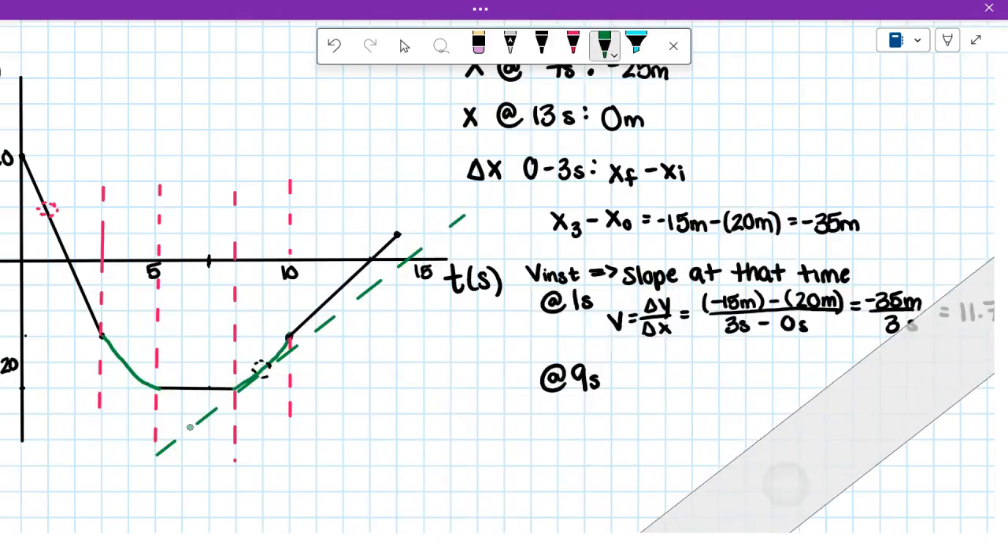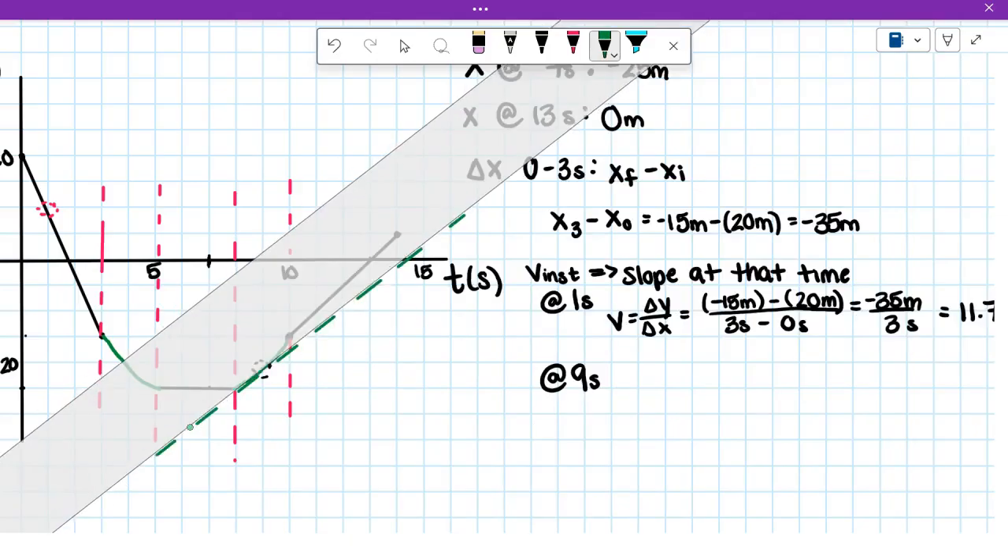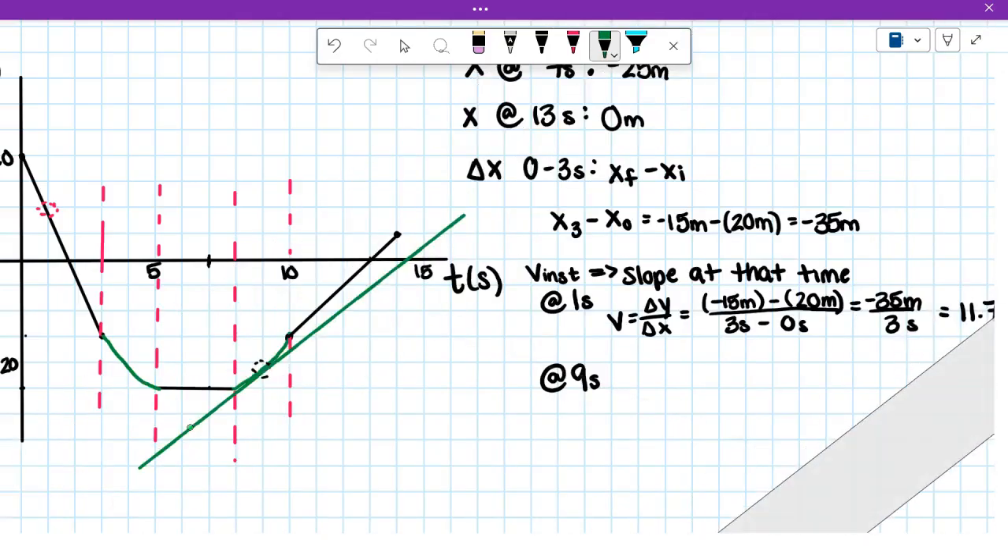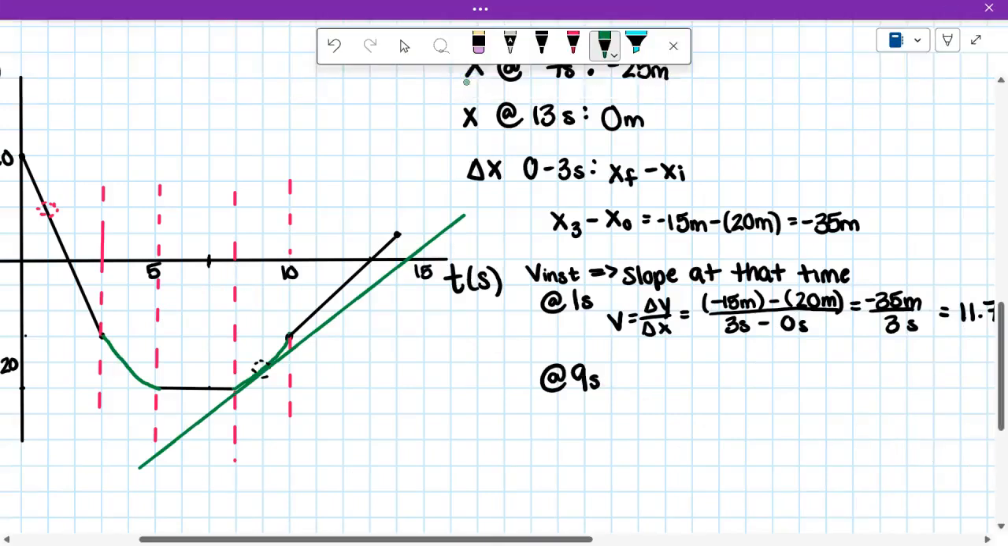Now I'm going to try to find the slope of that line. So I'm going to try to find nice points. I should have probably done a solid line. There we go. So I'm going to use this point here and that point there.